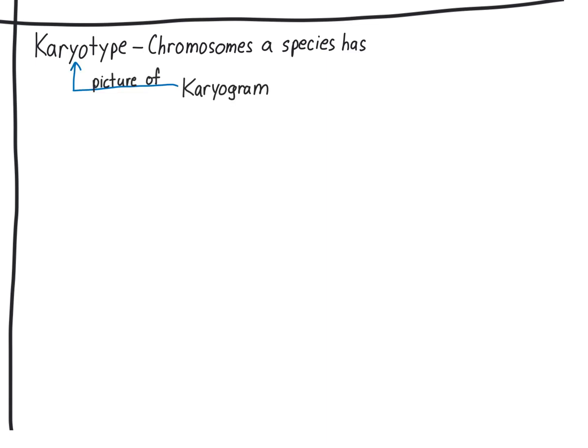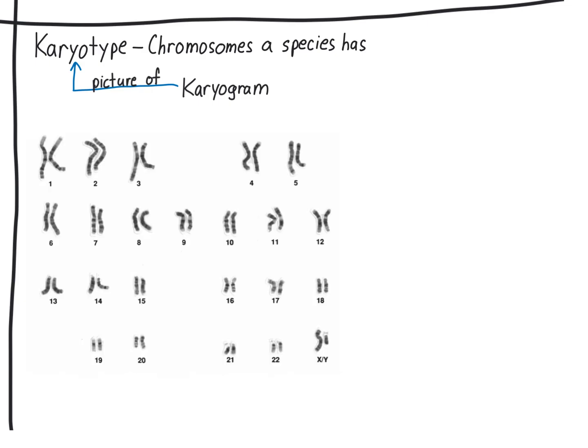In eukaryotes, the chromosomes a species has is known as its karyotype. And a picture of a karyotype is a karyogram, like this human karyogram. As we can see, humans, like most eukaryotes, have 2 of each chromosome. For chromosome 11, here's 1 copy, and here's the second.